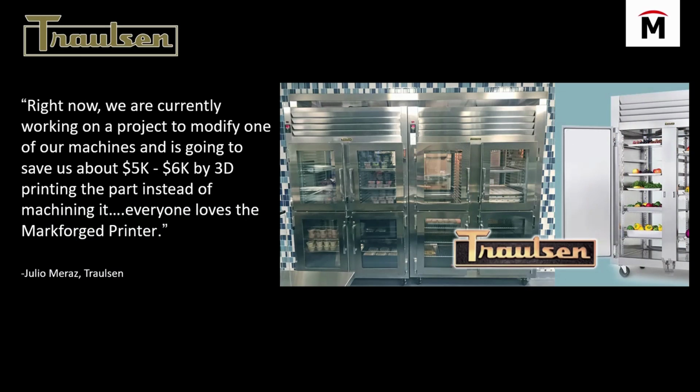So Charleston provides professional and high-quality equipment for savvy food service customers. Every Charleston product is engineered, fabricated, assembled, and tested in their facility in Fort Worth, Texas. Charleston purchased a Markforged printer for production line support, jigs, fixtures, and small tools. They're currently working on a project that will save them $5 to $6K.